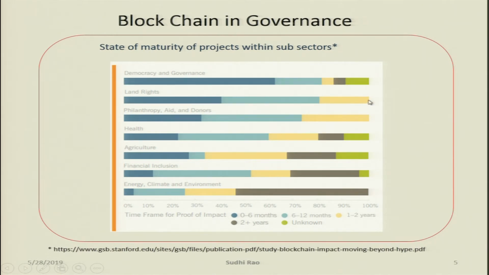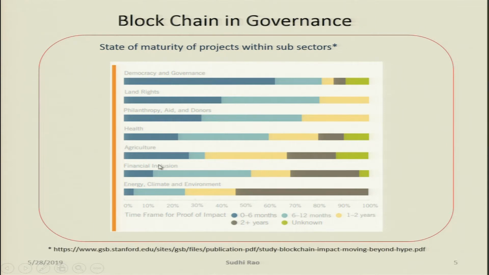That probably is the more mature field. Most of the initiatives in democracy and governance are expected to bear fruit in the next 6 to 12 months. Next comes land rights. About 40 to 50% are expected to be mature in the next 0 to 6 months, and almost 80% in total will start bearing fruits over the next 12 months, either from 0 to 6 or 6 to 12.